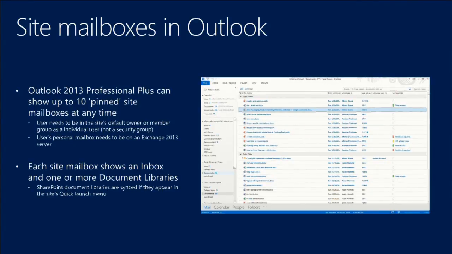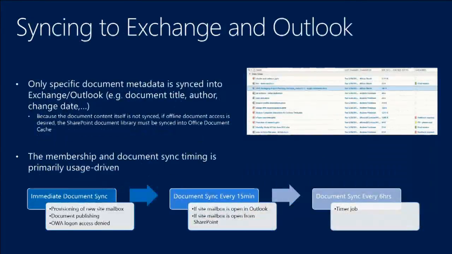Now, we saw that the site mailboxes contain an inbox, and we saw examples where it contained one folder called Documents. Actually, the site mailbox can contain any number of document libraries, and it will automatically sync each of the document libraries that appear in the left-hand navigation on the site. I'll show you that in a minute, and you'll see that users can easily choose what shows in the left-hand navigation of the site. But if you have a document library and you choose to include it in the quick launch left-hand navigation, then it will also sync to Outlook. So that's how you know whether users will get it in Outlook.